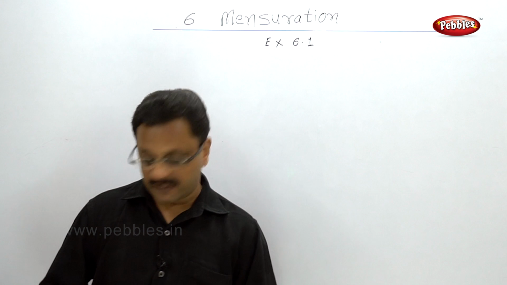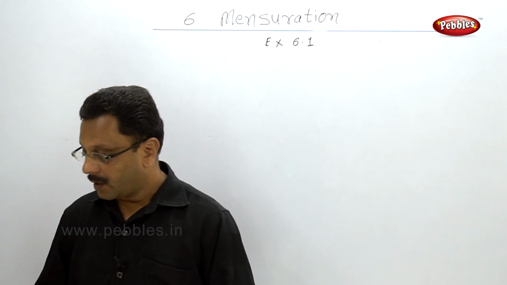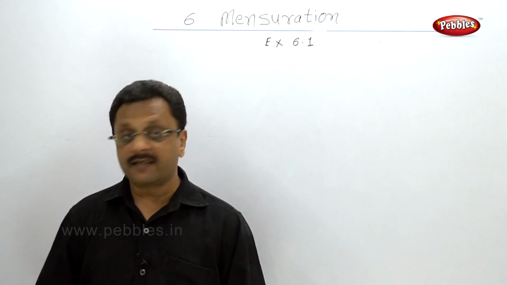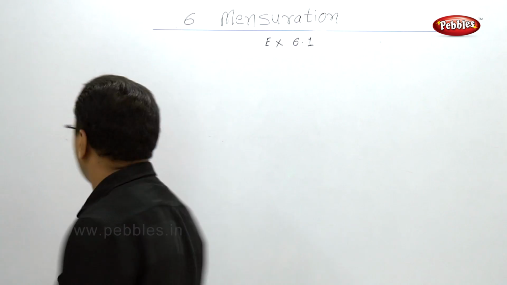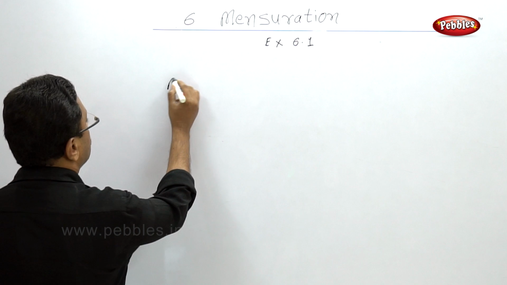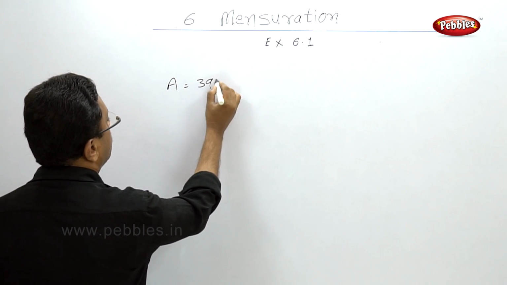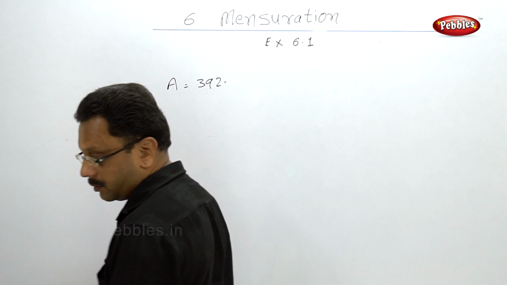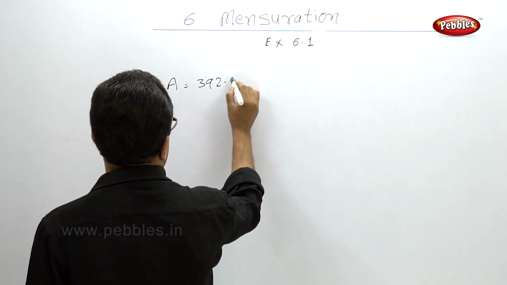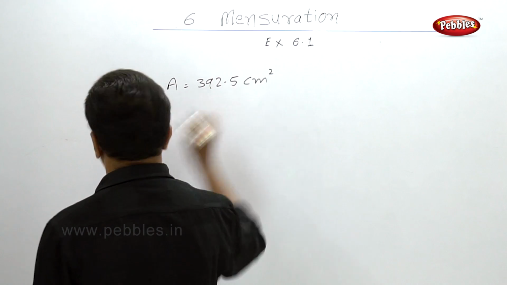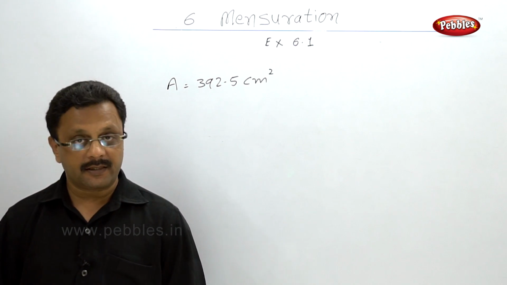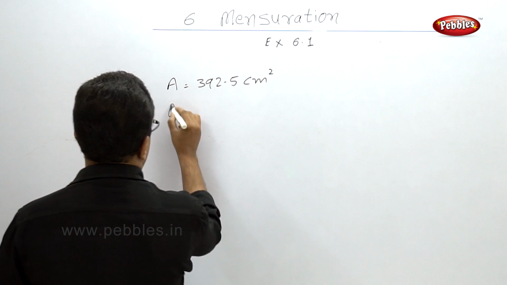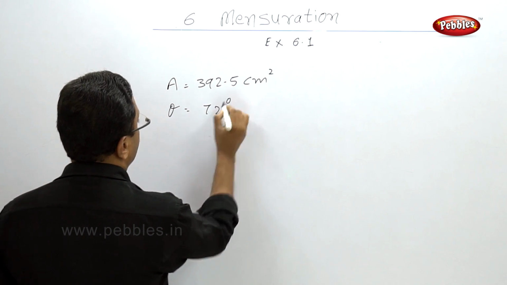Problem number 7. Very simple. If the area of the minor sector is 392.5 centimeter square, area is given as 392.5 centimeter square, and the corresponding central angle is 72 degrees, and theta is equal to 72 degrees.